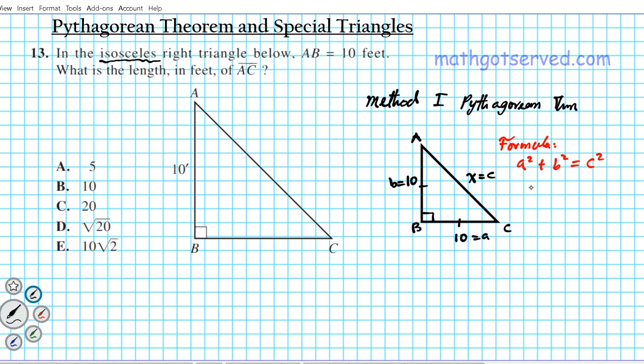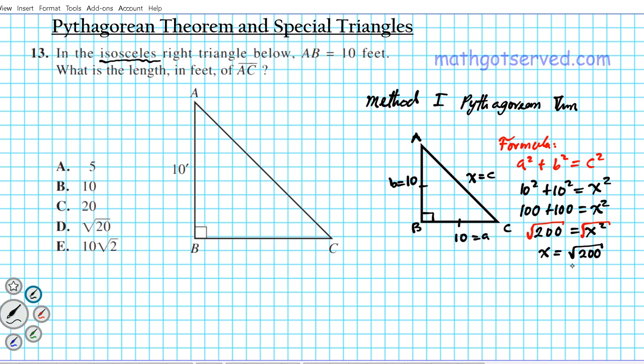So when we substitute these values into the Pythagorean theorem, we have 10 squared plus 10 squared equals c, which is x squared. All right, let's simplify this. We have 100 plus 100 equals x squared. 100 plus 100 is 200. 200 equals x squared. To get x by itself, we're going to take the square root of both sides, since square root is the inverse of square. Okay, so the square root gets rid of the square. So we have x equals the square root of 200.